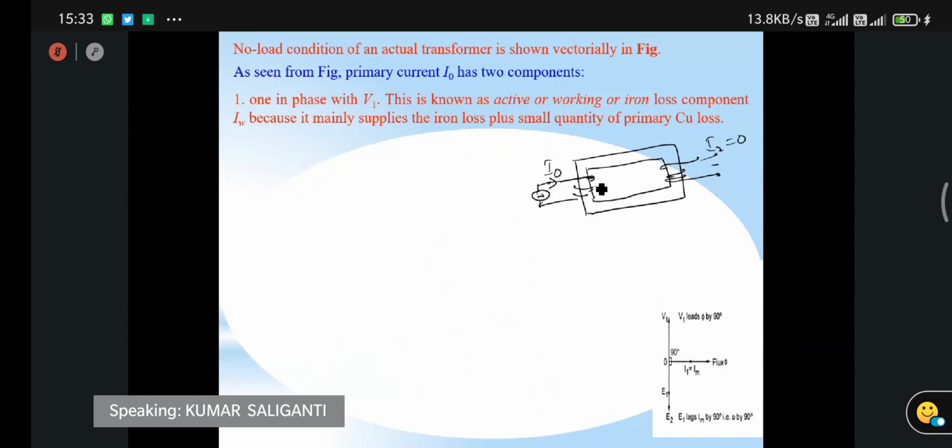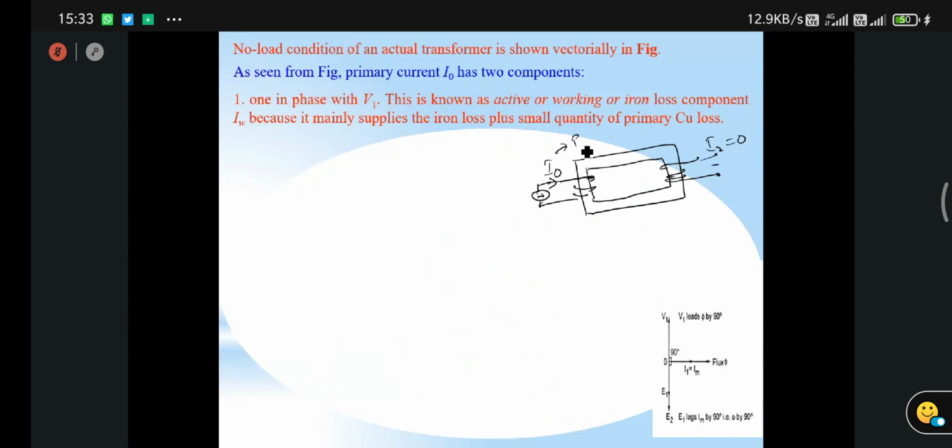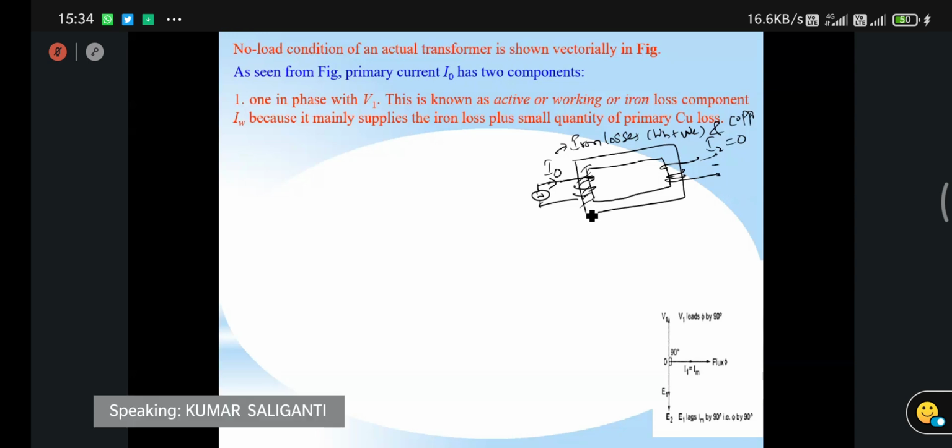It supplies the iron losses, that is the combination of hysteresis losses and eddy current losses in the core, and a very small amount of copper losses in the primary winding, because the secondary winding is open circuited. In the primary winding only a very small amount of copper losses are present.